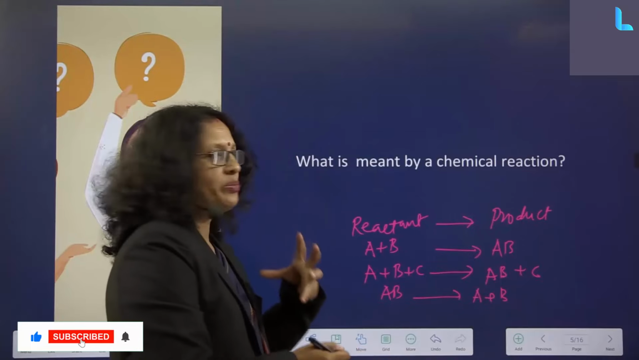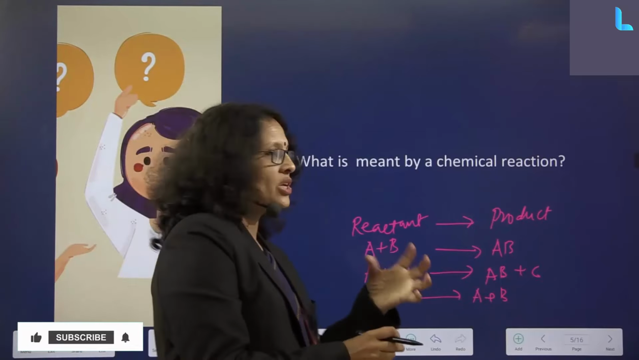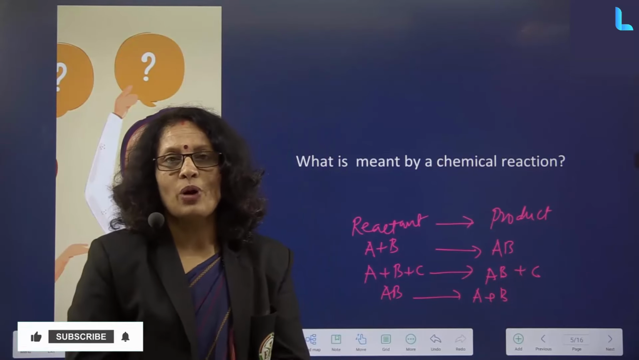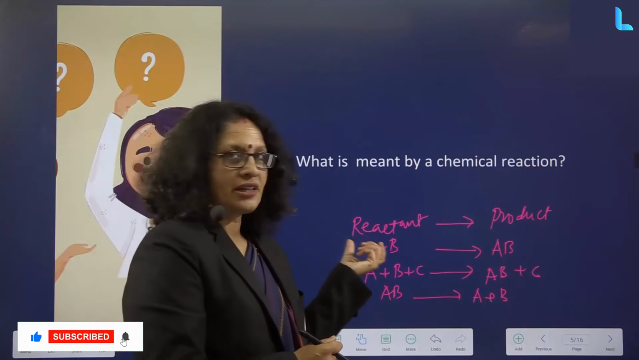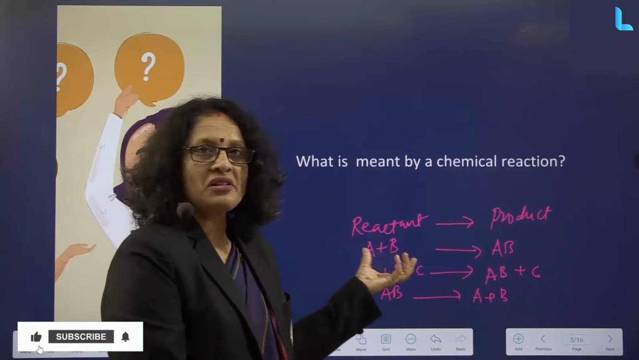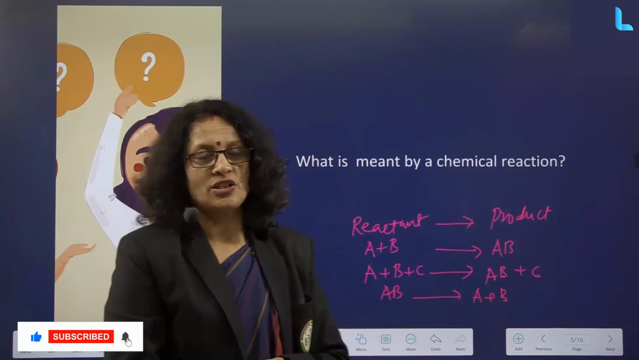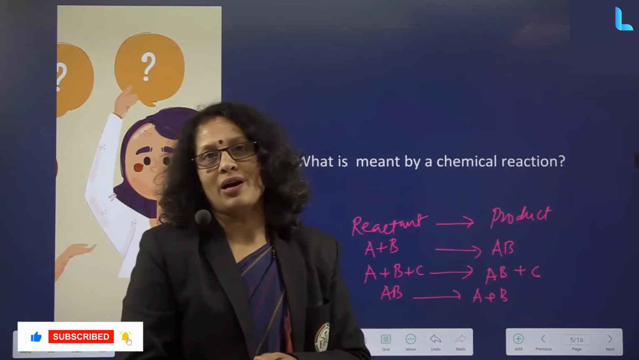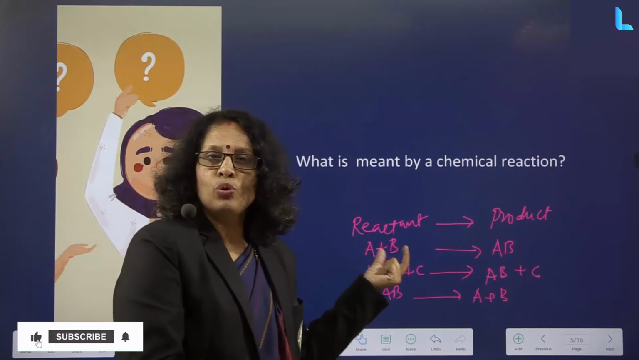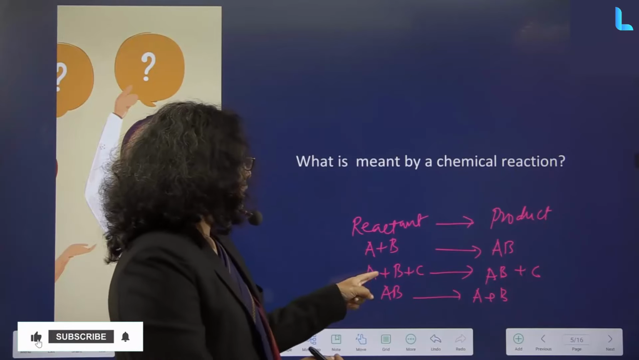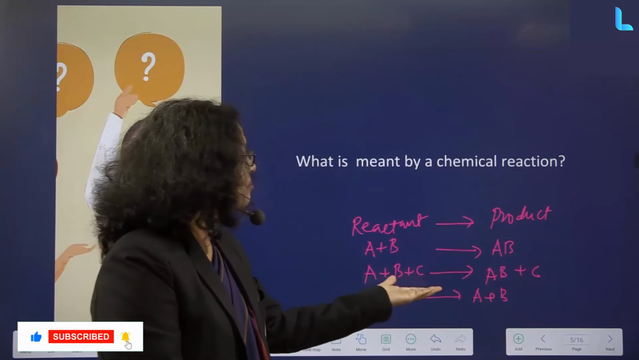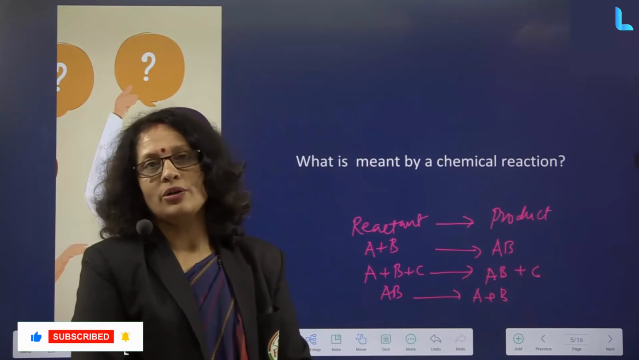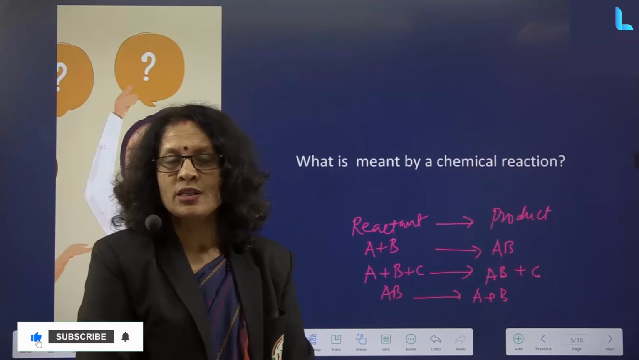Now what is meant by a chemical reaction? A chemical reaction means two or more substances come in contact with each other to give a new product, or we can say reactants. How is the reaction written? Reactants are written on the left hand side, products on the right hand side. Between them there is an arrow indicating reactants are converting to products. It can be more than one reactant: two reactants, or three reactants. At the same time it can be one product, two products, or three different products, depending on what kind of reaction is taking place.